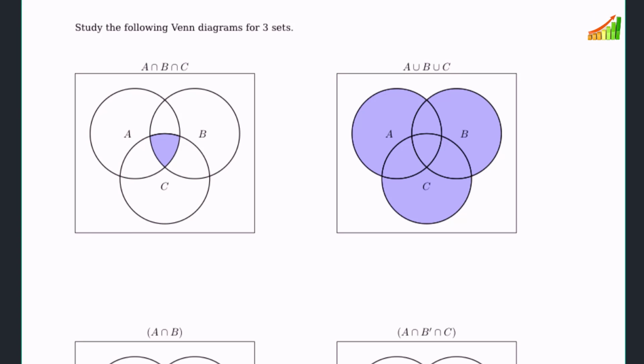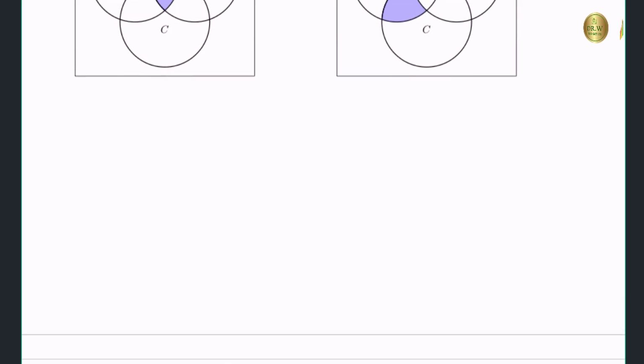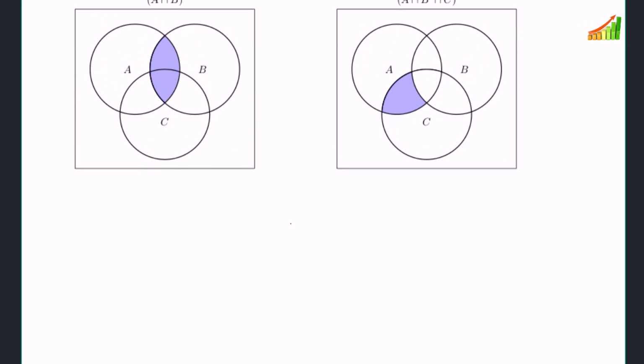Now you can go with the 3 events. So how do we draw a Venn diagram for the 3 events? You see here there are 3 circles, A, B, C. Then first, this represents A intersection B intersection C. What is the A intersection B intersection C? It is the common area for all of them. So you see this is the common area for all of them. How do we identify this? Let me show you how to do it.